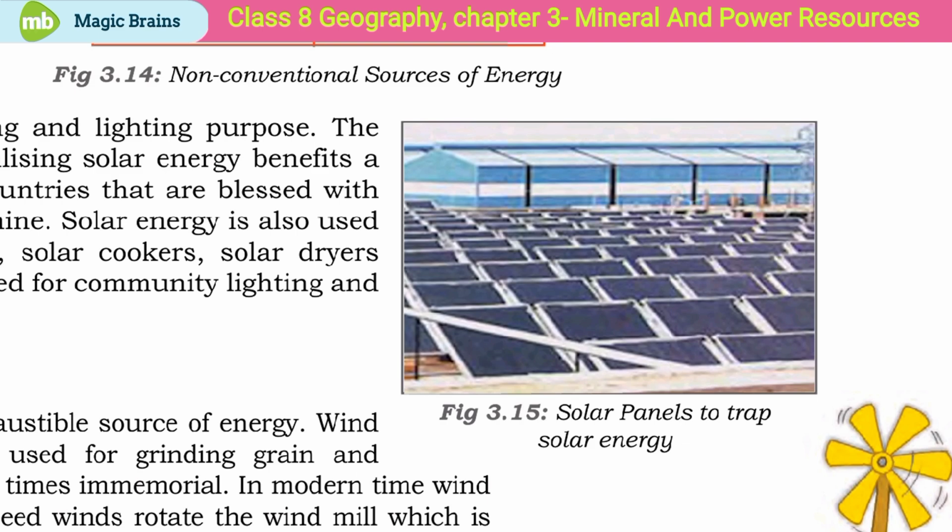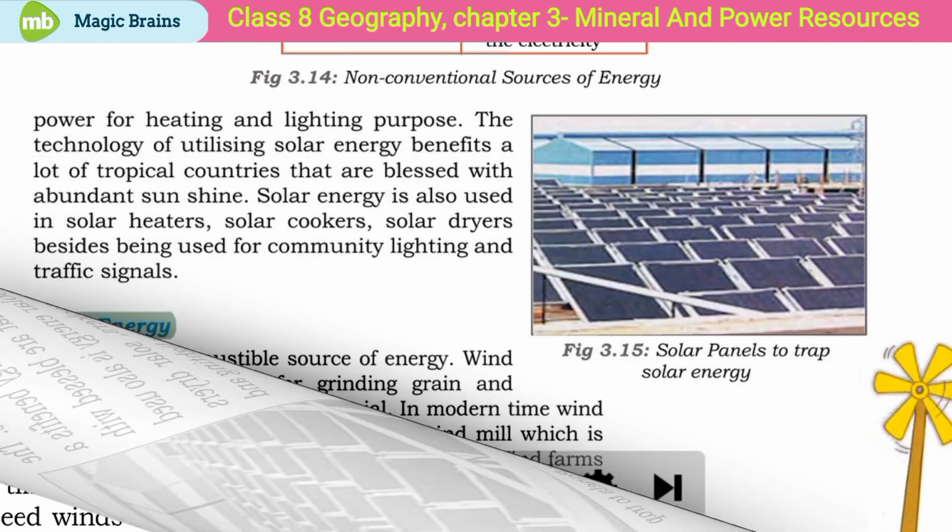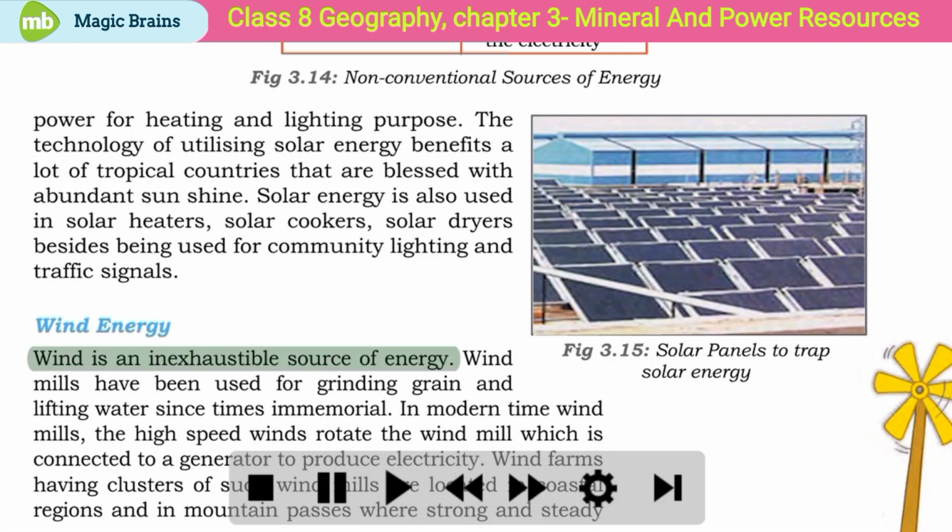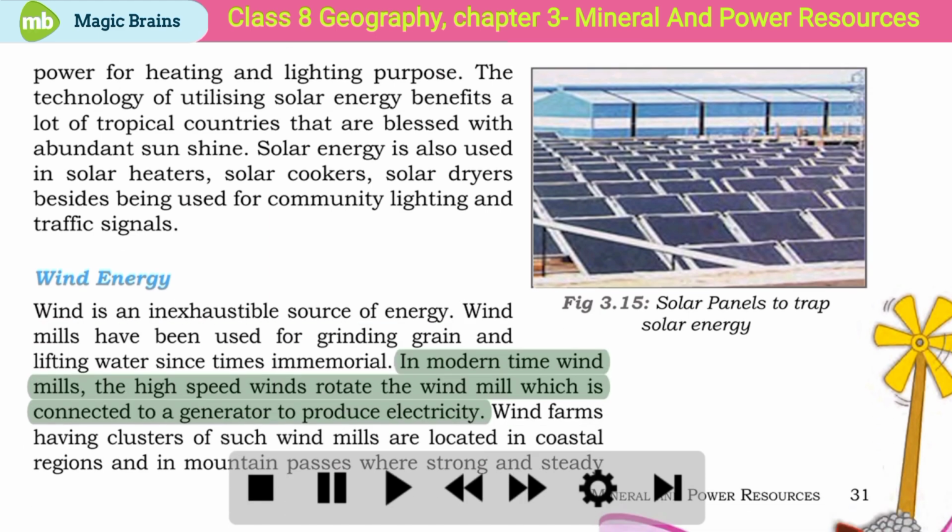On the right side, there is figure number 3.15, which shows solar panels to trap solar energy. Wind energy. Wind is an inexhaustible source of energy. Windmills have been used for grinding grain and lifting water since times immemorial. In modern times, the high-speed winds rotate the windmill, which is connected to a generator to produce electricity.